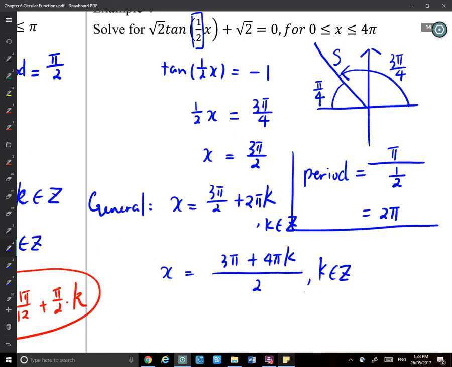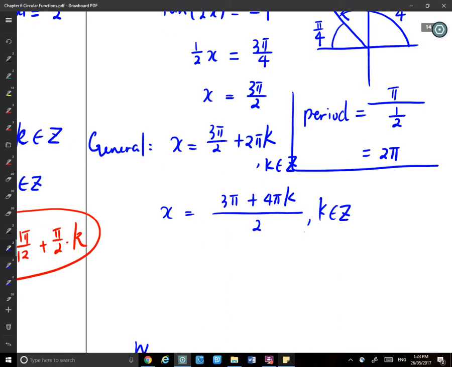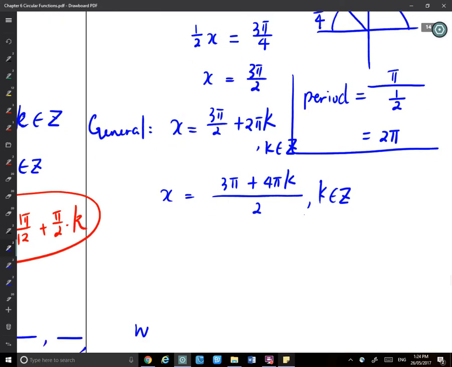Well, 0 to 4 pi, the length is 4 pi. And the period is 2 pi. So there are 2 periods between 0 and 4 pi. In each cycle there will be 1 answer in tangent. So I expect 2 answers. If you saw 4, that's definitely wrong. 3 might be correct, you need to check it. 2 will be very correct.